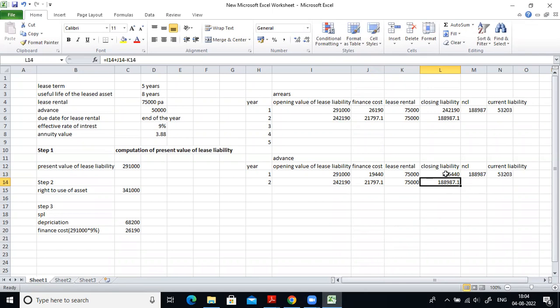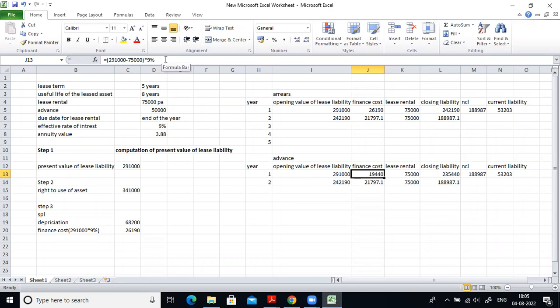Sir, can I just see the finance cost again, the first year? Yeah. So how we compute the finance cost is: the total present value of the lease liability, we got it as 2,91,000, right? From that, we need to deduct the lease rental which is paid at the beginning of the year. Suppose the lease agreement is done on 1st January, then immediately the first lease rental will be paid. That's why we say it is advance. So 2,91,000 minus 75,000. On that, you will be computing the finance cost.